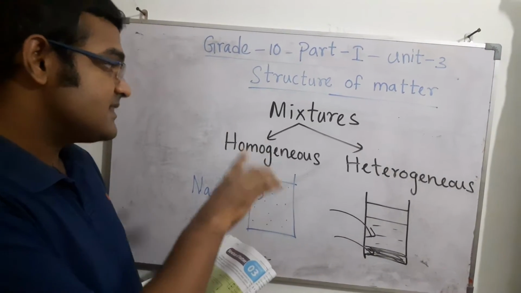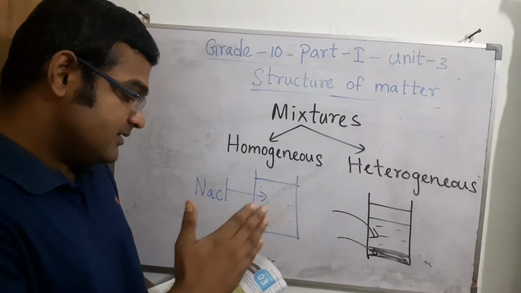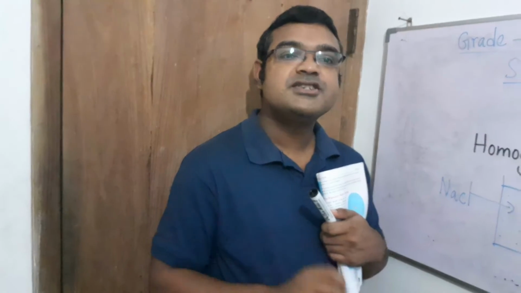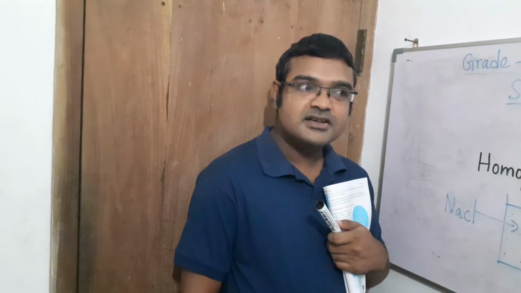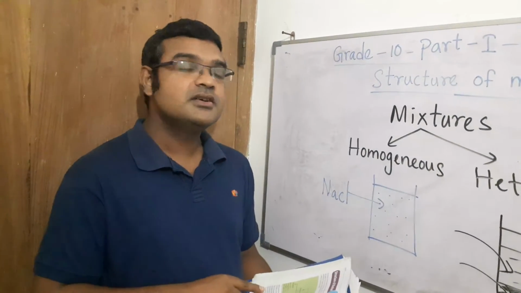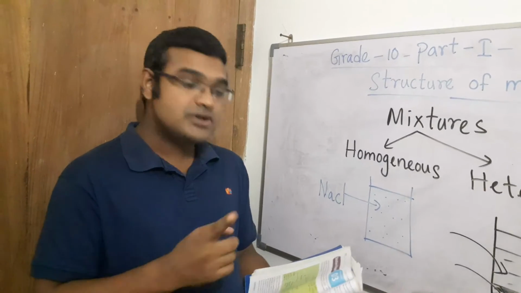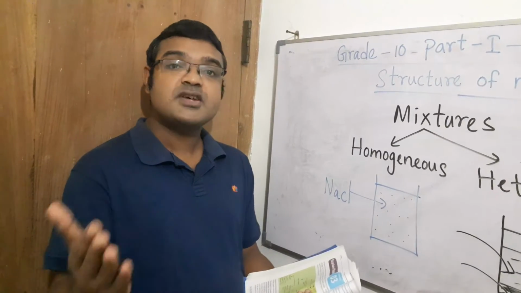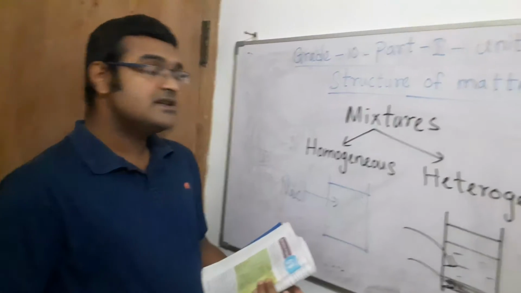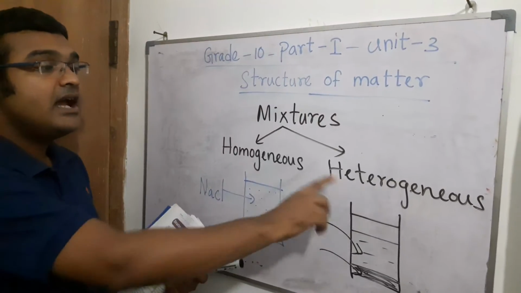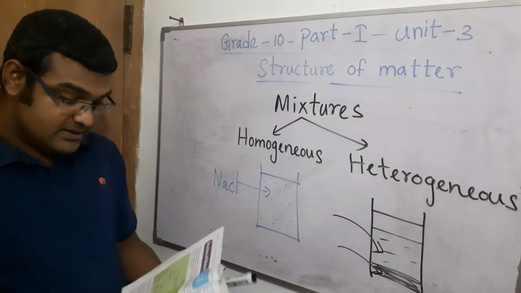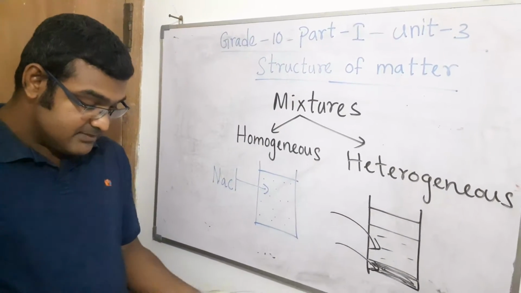So we discussed matter. Matter was divided based on physical nature as solid, liquid and gases. Based on chemical nature or chemical composition, there are two types, pure substances and mixtures. Pure substances again as elements and compounds. Then the mixtures as homogeneous mixtures and heterogeneous mixtures.